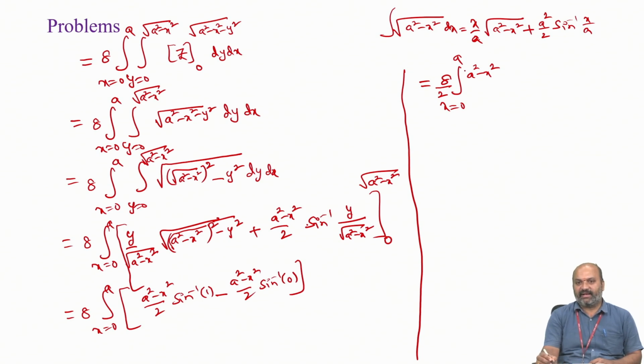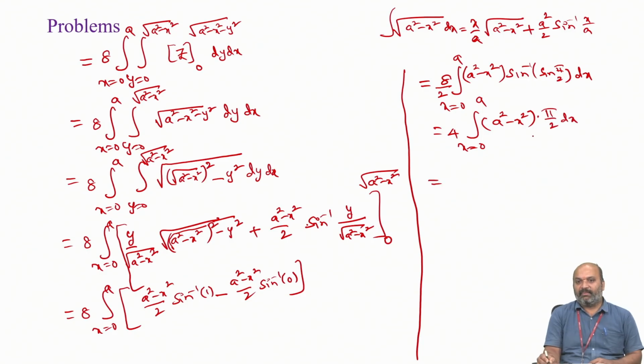A square minus x square into sine inverse of sine pi by 2. 1 can be written as sine pi by 2, into dx. That is equal to 4 integral x varies from 0 to a, a square minus x square into sine inverse sine cancel. So it is pi by 2 into dx. Therefore pi by 2 means this is 2 pi. Now integral x varies from 0 to a, it is a square minus x square into dx.